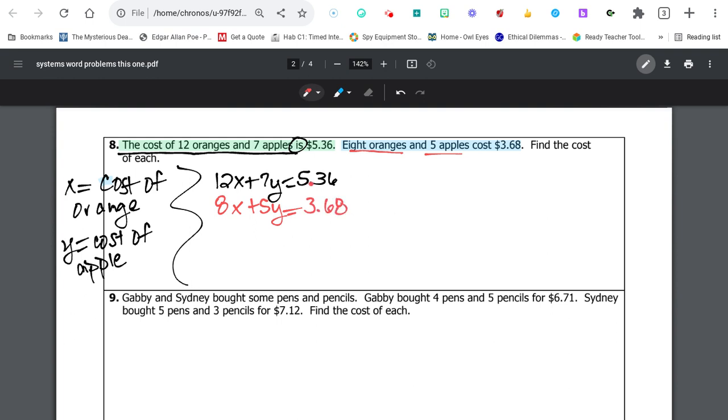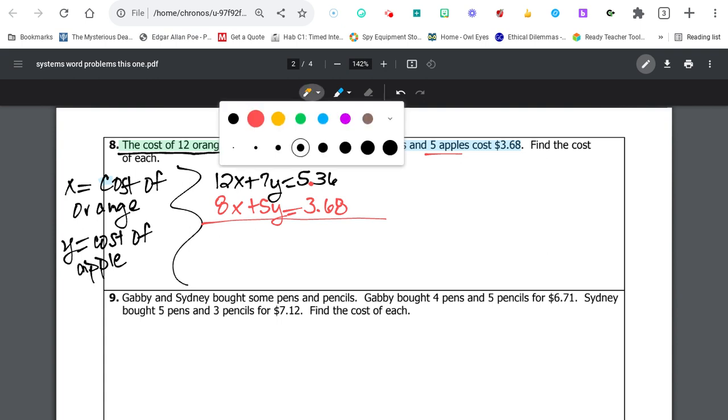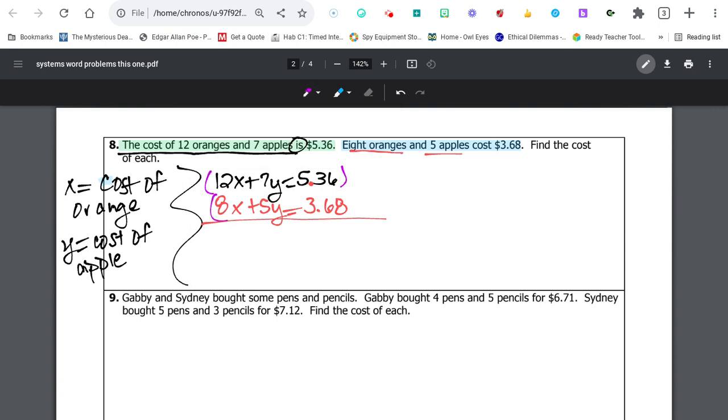Okay. Definitely let's use substitution again. Let's see. I'll do the y's in this case. I don't care which one you do. So we got 5 and 7. Let's multiply this by 5 to get positive 35, because I'm going for a 35 and a negative 35, guys. So that's going to give me positive 35, and this would give me negative 7.